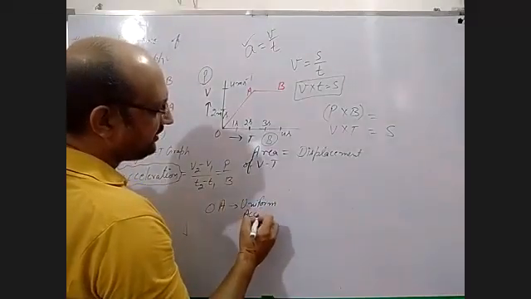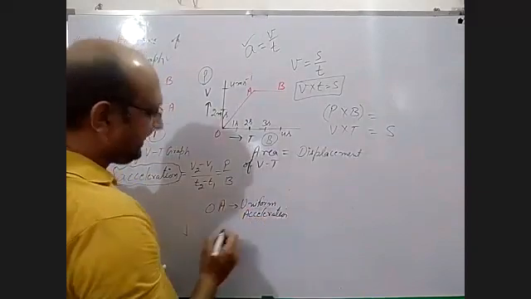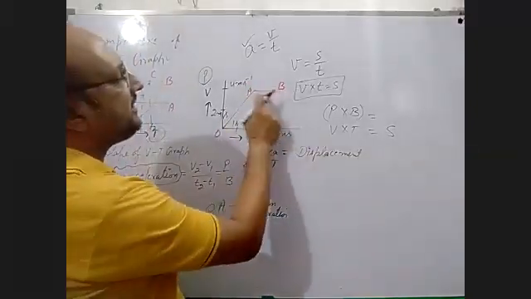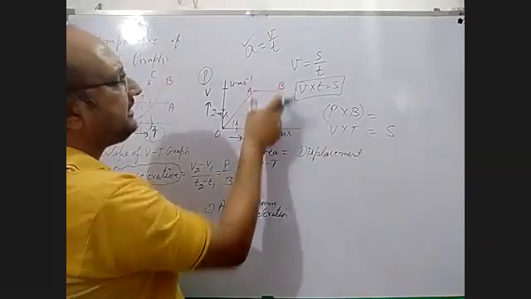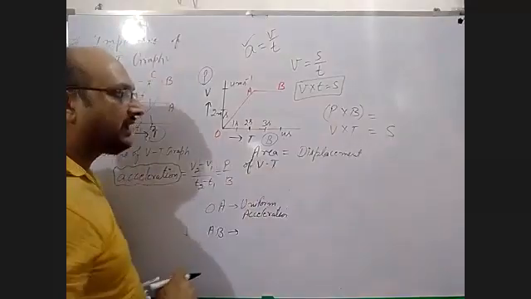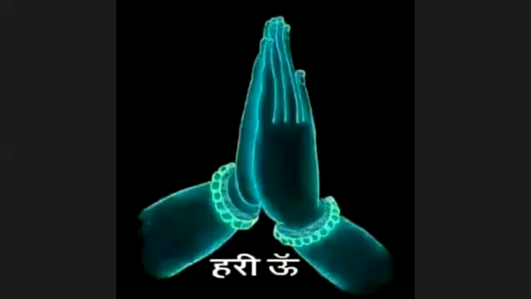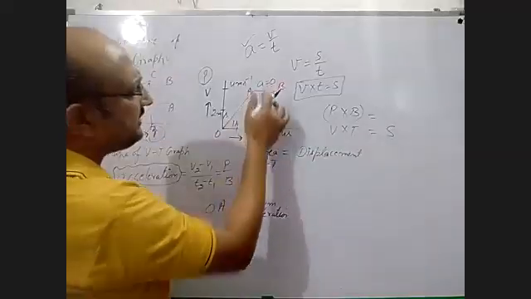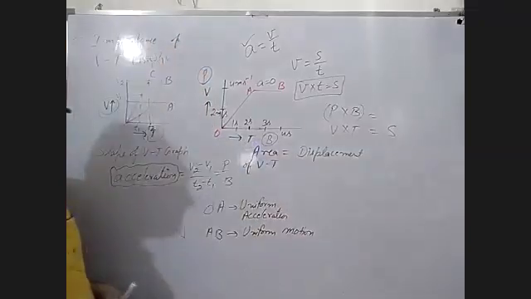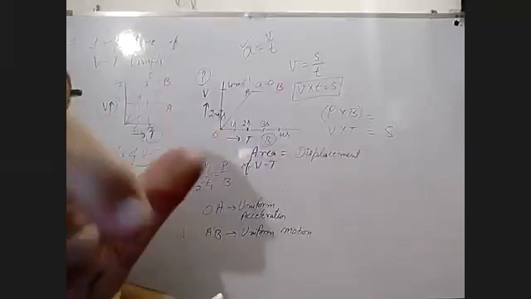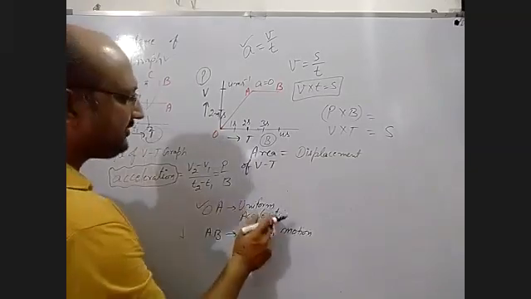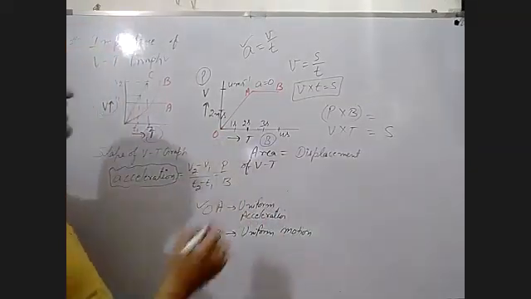And what type of motion does the AB part show? AB is a straight line parallel to the time axis. If the graph is parallel to the time axis, then it is uniform motion. Yes or no? OA gives you uniform acceleration, AB gives you uniform motion.